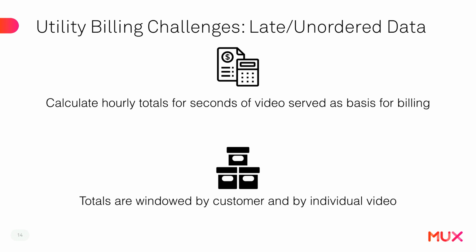So we calculate hourly usage details by adding the duration of video that was served for a chunk to an hourly window, which I'll cover later. These windows are scoped by customer account as well as by video asset. So we can say for a given hour exactly how much video was served for a customer or for a specific video.